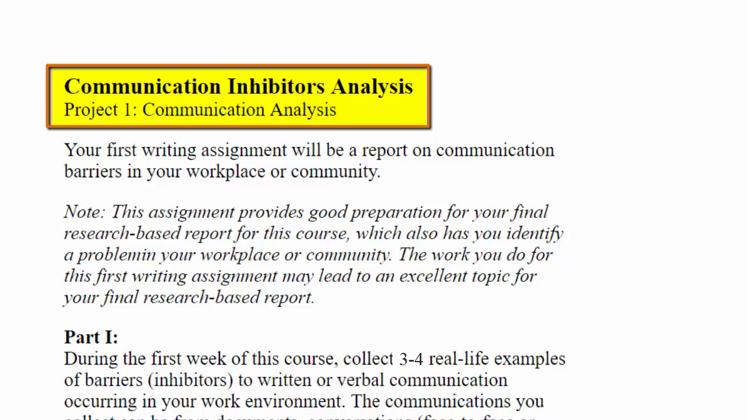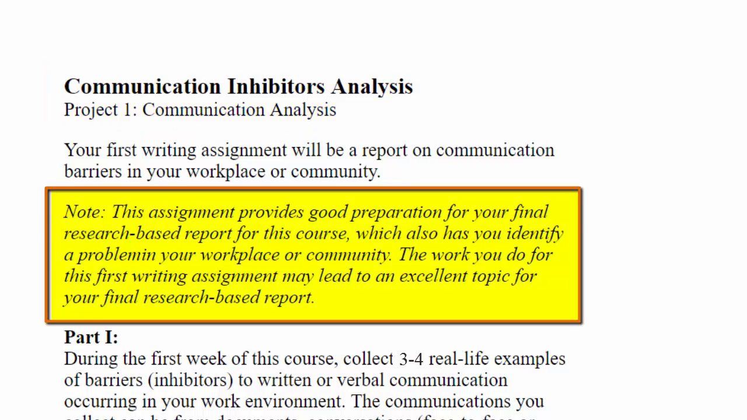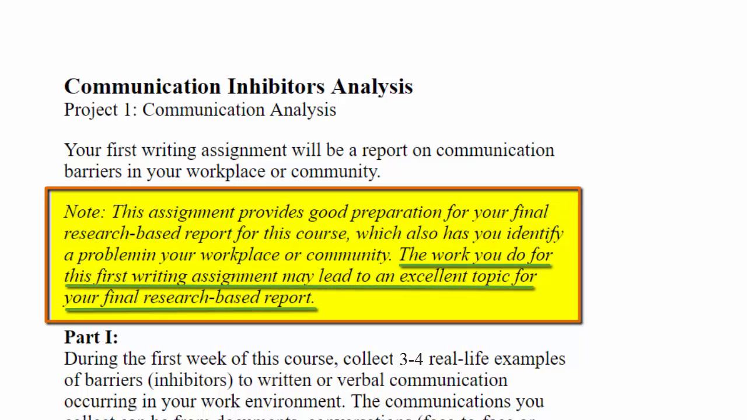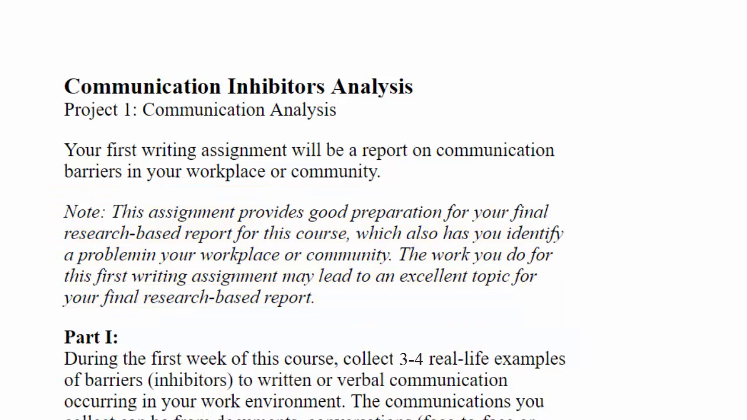Communication Inhibitors Analysis, Project 1. This first writing assignment is about communication barriers in your workplace or community. Now this note gives you a heads up that the topic that you find for this paper may actually be an excellent topic for your final research-based report. So be on the lookout for that, and this sample paper was chosen with that in mind. You'll see how a topic chosen for this first paper could actually work out to be a good one for that project number 4, the final research-based report.